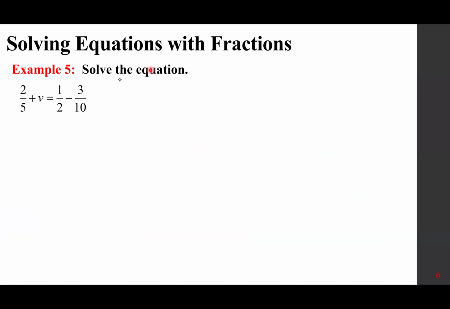We want to solve this equation, 2 over 5 plus v is 1 half minus 3 over 10.